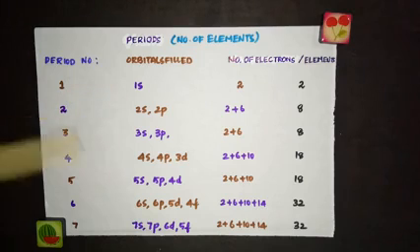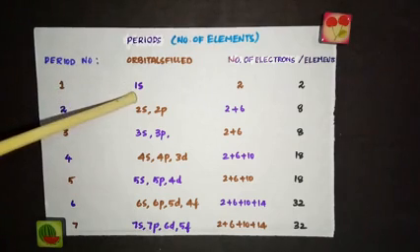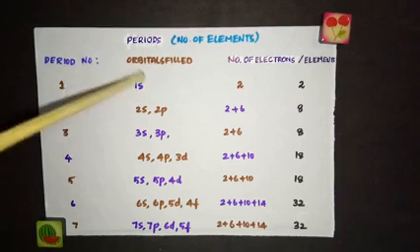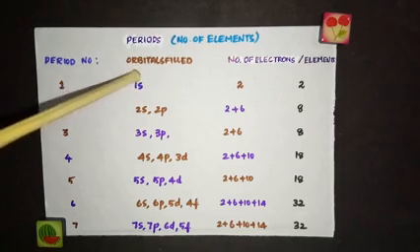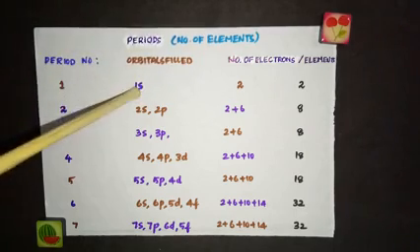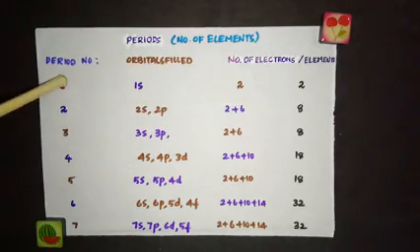So try to recall from that flow chart that we have just seen. For period number 1, the orbital filled will be 1s. And how many electrons can be present in 1s? 2 electrons, which means there is only one orbital, and each orbital can accommodate 2 electrons. So there are 2 elements in the first period.